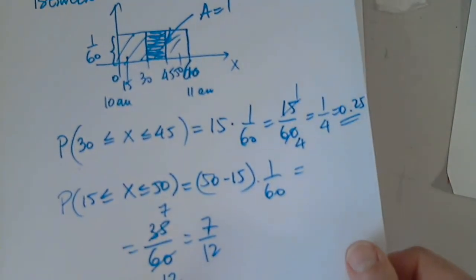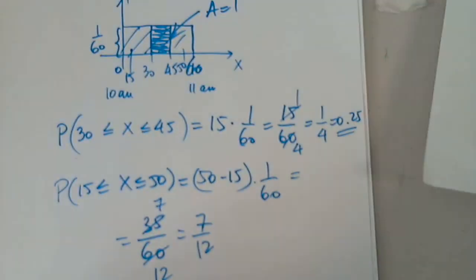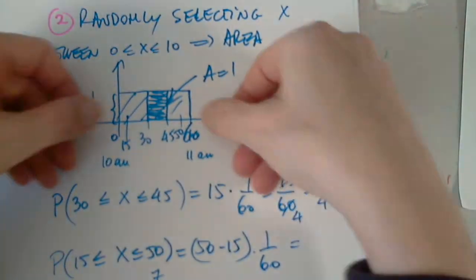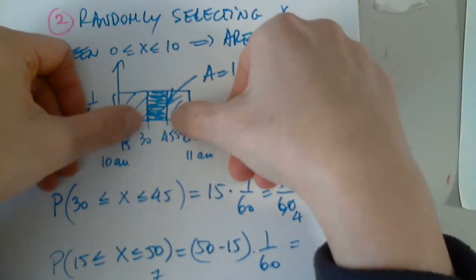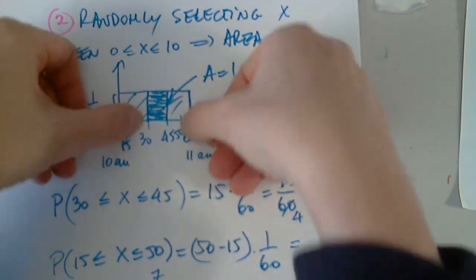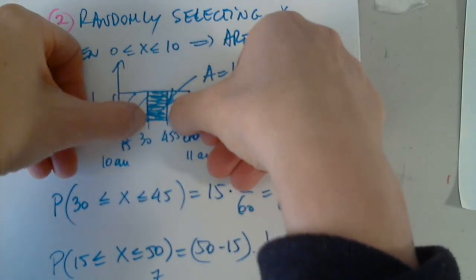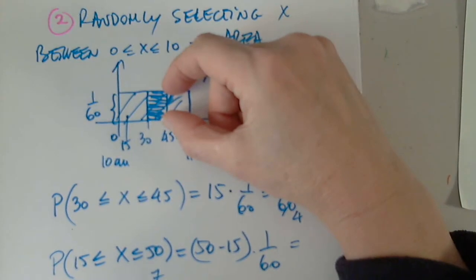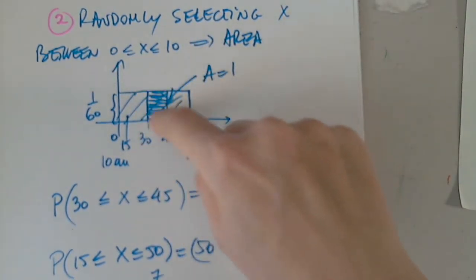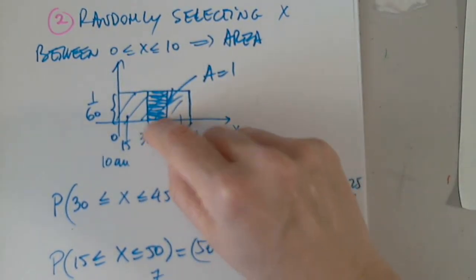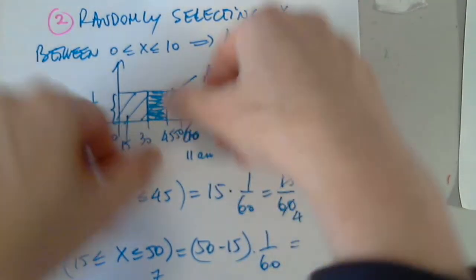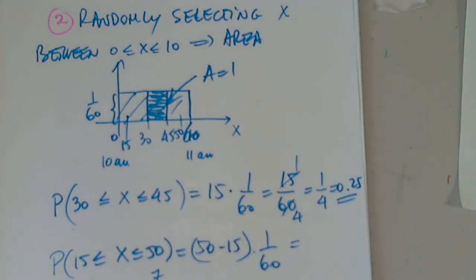I had a question for the first one we did. So it's just 30 minus 45 technically? Yes, exactly. So 30 minus 45, it's the base. That's the distance here. So between 30 and 45, the base is 15, and the height is 1 over 60. So the area of this rectangle is base times height.